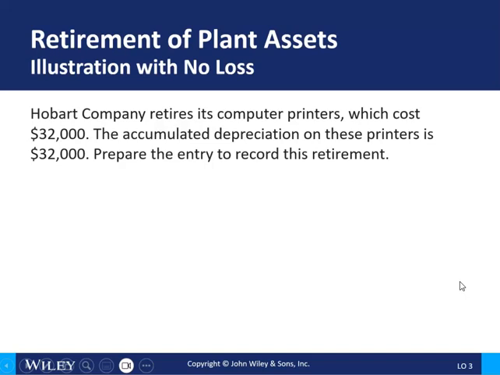So let's look at an example here. Hobart Company retires its computer printers, which cost $32,000. The accumulated depreciation on these printers is $32,000. So they're fully depreciated, $0 book value. Prepare the entry to record this retirement.